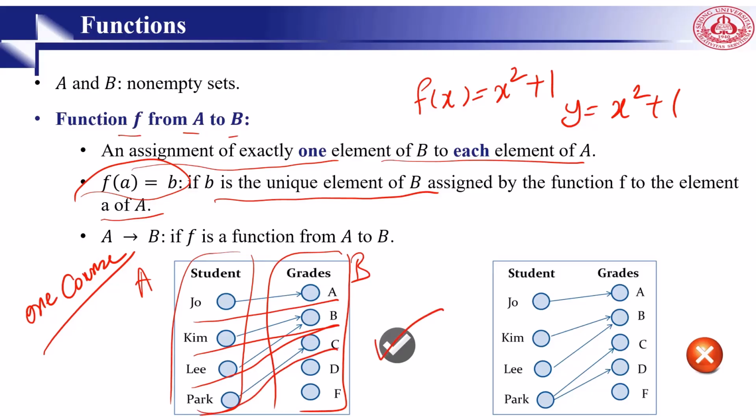But here, Joe got A, it's okay. Kim got B, okay. Lee got B, okay. But Park cannot get both C and D. That's why this is not a function. For one course, one student must have a grade, but not more than one, only one.